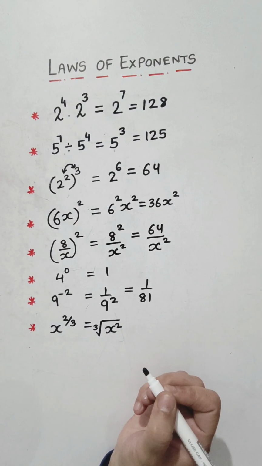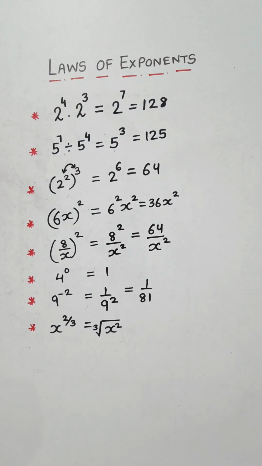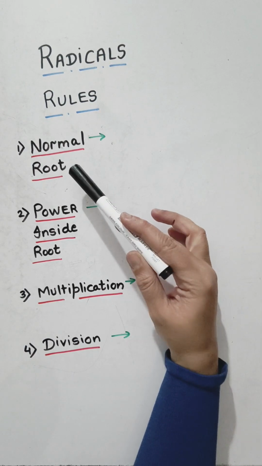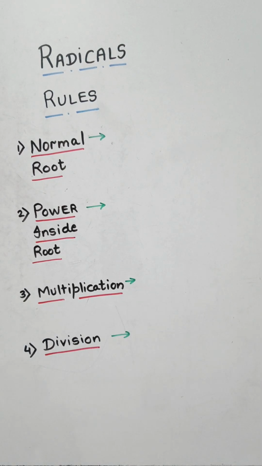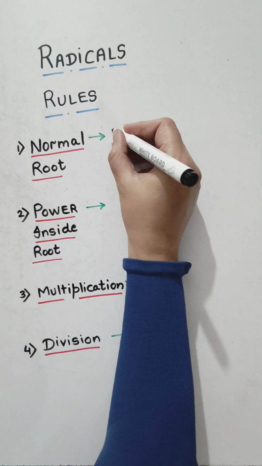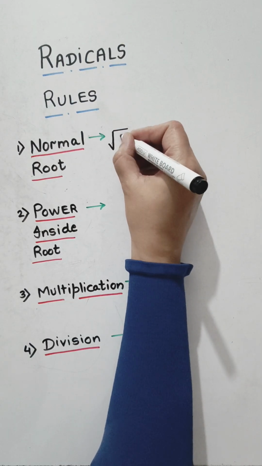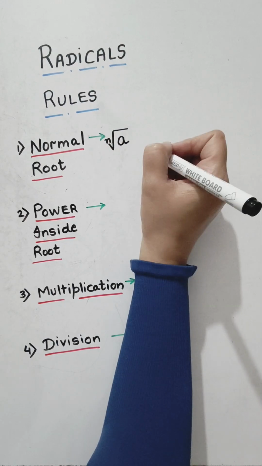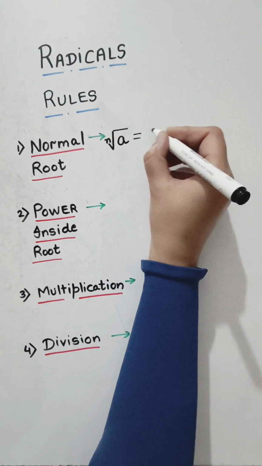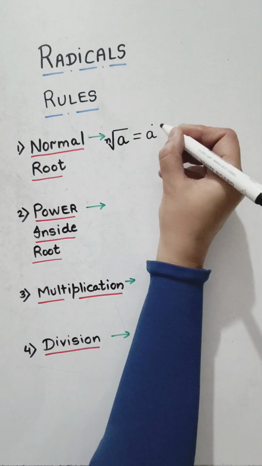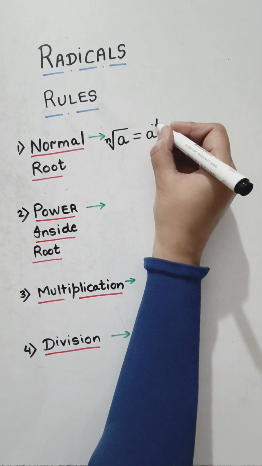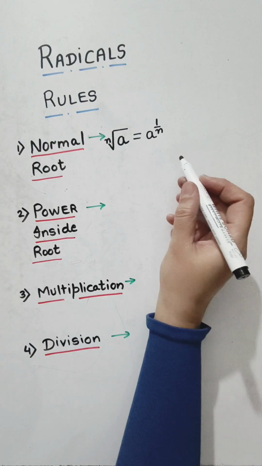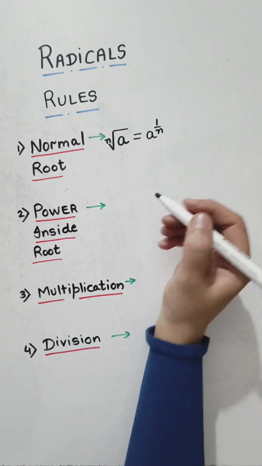Now let us deal with the radical rules. Now these are the radical rules. First one is normal root. That means if we have this kind of situation, nth root of a, it can be written as a raised to the power 1 upon n. So this is a raised to power 1 by n.